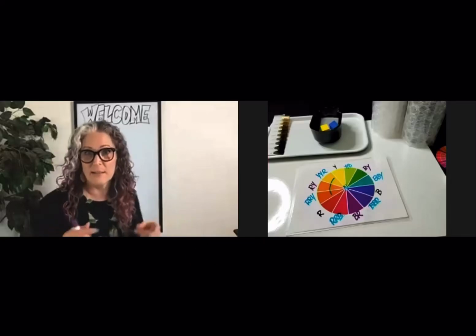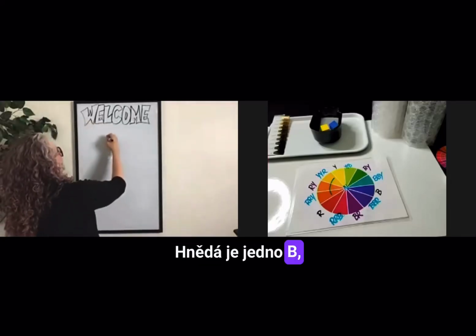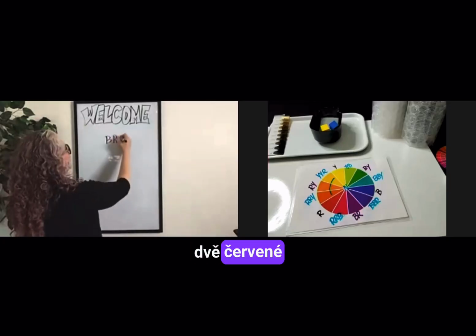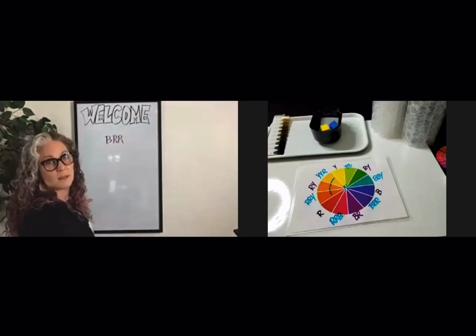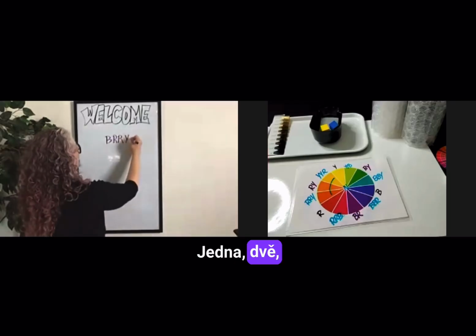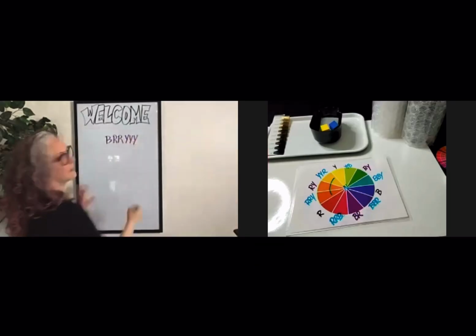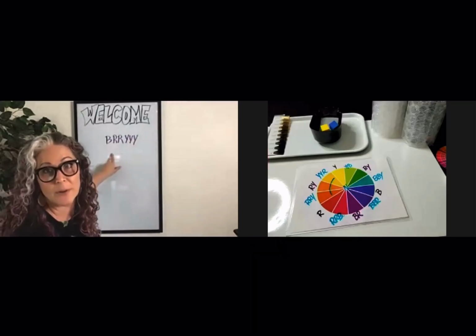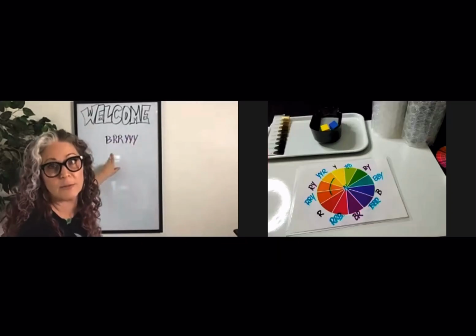What is the formula for brown? Brown is 1 blue, 2 reds, and 3 yellows. 1, 2, 3. If I mix this in equal parts, I will get brown. 1 blue, 2 red, 3 yellows, I'm going to get a brown.